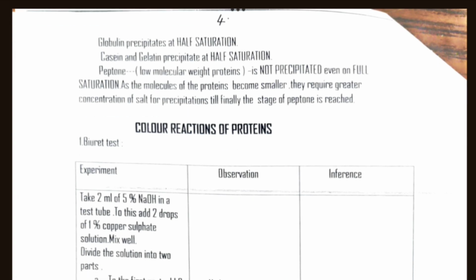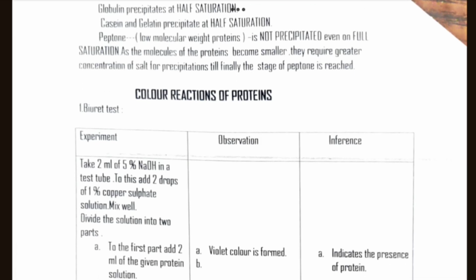Casein and gelatin are precipitated at half saturation. Peptone, being a very low molecular weight protein, is not precipitated even on full saturation. As the molecules of the protein become smaller, they require greater concentration of salt for precipitation, till finally the stage of peptone is reached. Color reactions: Biuret test.